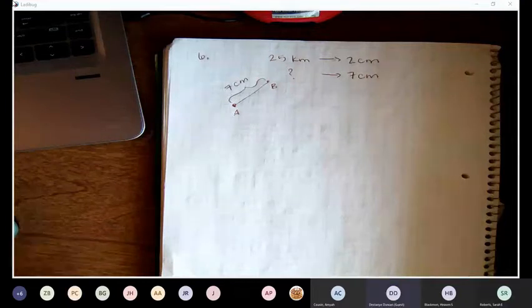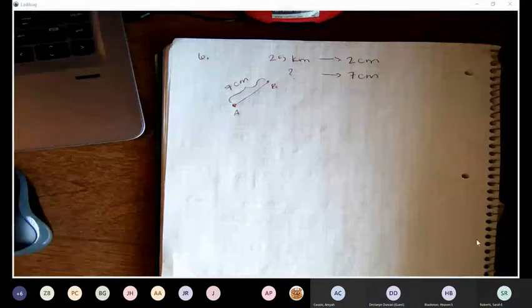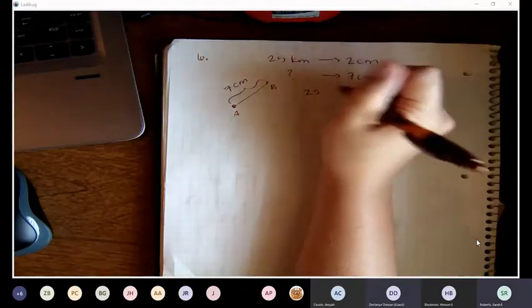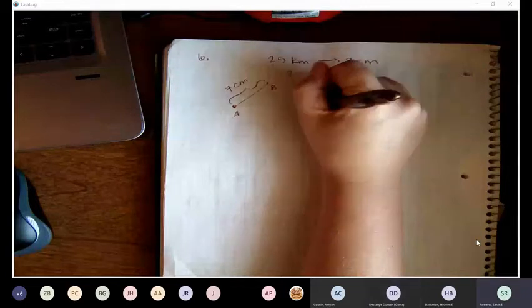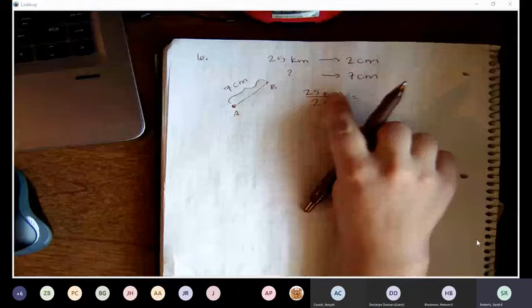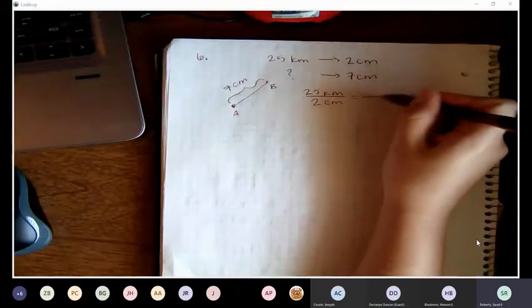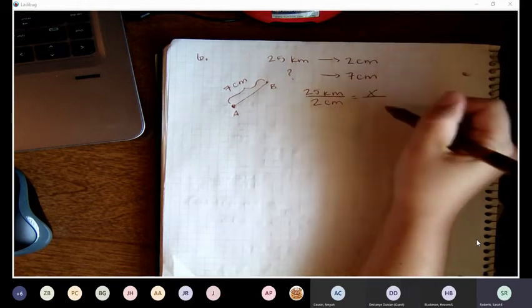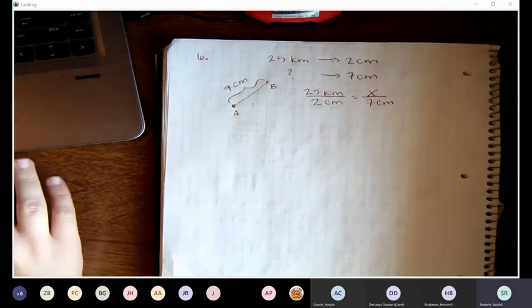Destiny? I was trying to figure it out. Okay. 25. No, 2 over 25. Yeah, either way works. We could have 25 kilometers over 2 centimeters, as long as this top part on the right-hand side is in kilometers and the bottom part is in centimeters. So do we know the top part? No. So that's going to be our X. And what's the bottom part going to be? 7. Perfect. Thank you very much, Justin.